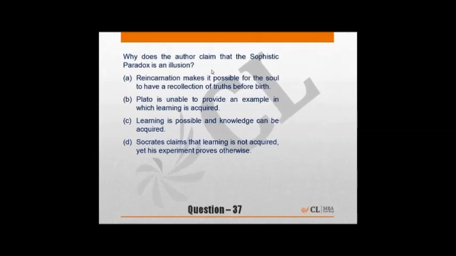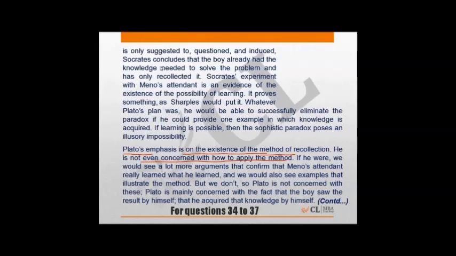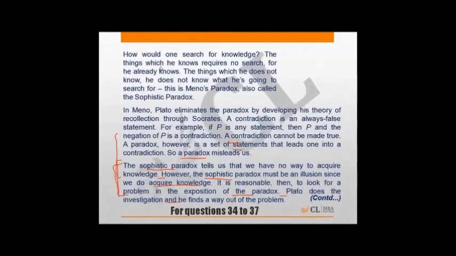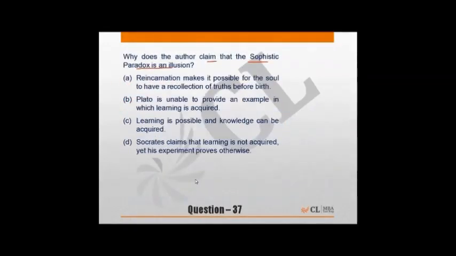Question 37. Why does the author claim that the sophistic paradox is an illusion? Why is it an illusion? Let's go back to the passage. It is very clearly written out there. The sophistic paradox tells us that we have no way to acquire knowledge. However, it must be an illusion since we do acquire knowledge. It says there is no way to acquire knowledge, but we do acquire knowledge, hence it must be an illusion. Okay. Question 37.